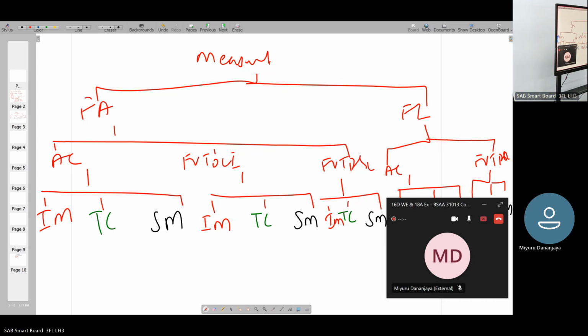Subsequent measurement. Fair value changes you charge to P&L. Okay. Right. Now financial asset side over. Financial liability side.